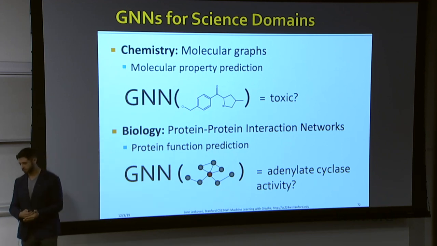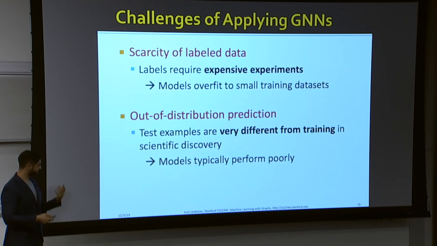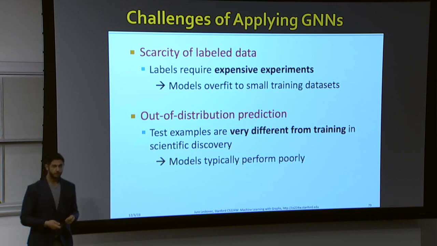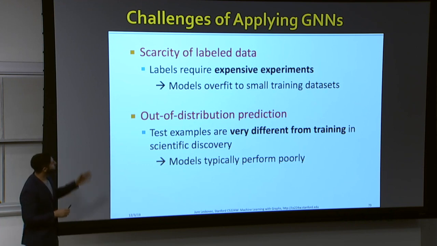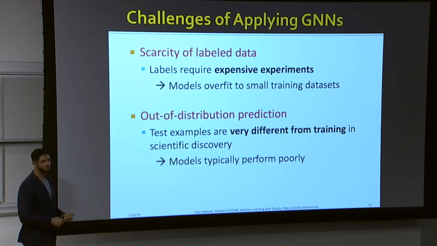But of course, every time there is a new domain, it also involves new challenges and it raises new problems. So what are some of the challenges of applying GNNs to real-world data? The first one: these problems today, I'm telling you in the context of GNNs, but they are overarching problems in machine learning, right? The first one, which is very common, is the scarcity of labeled data.